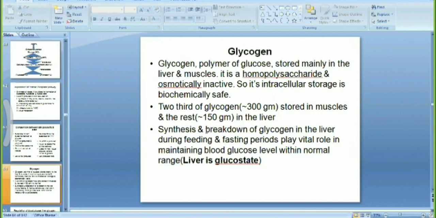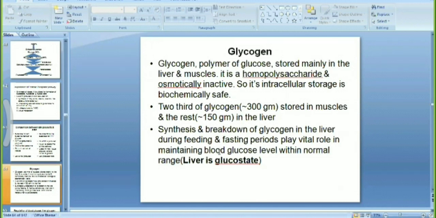Is it clear? Synthesis of glycogen occurs in the liver during feeding state and breakdown of glycogen occurs during fasting periods. They play a very vital role in the maintenance of the blood glucose level.